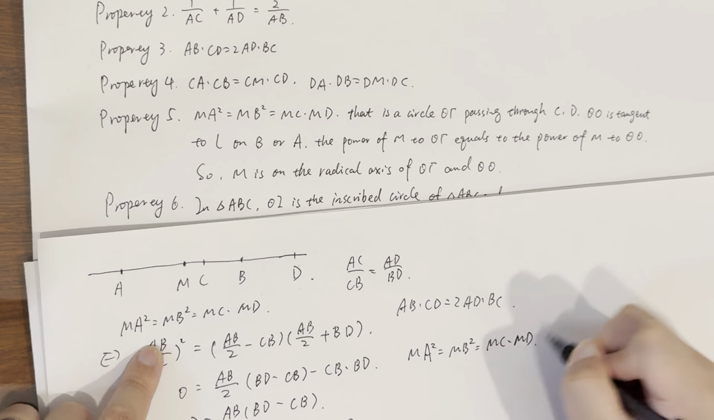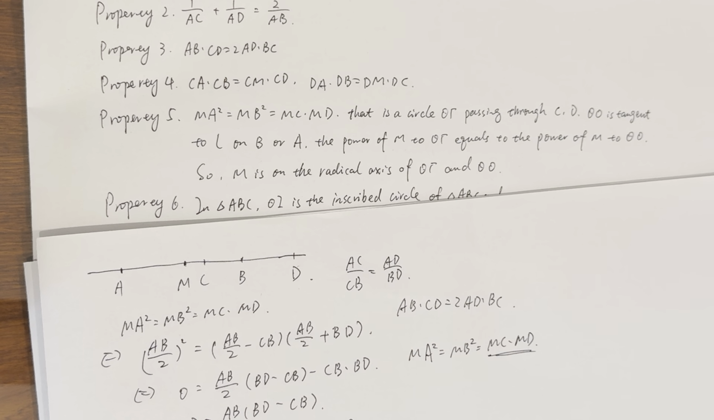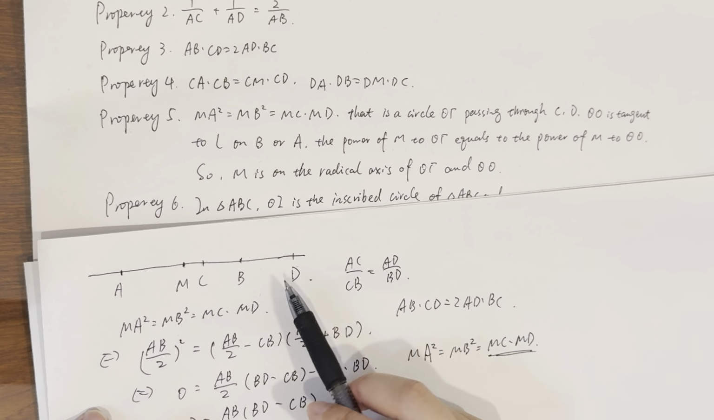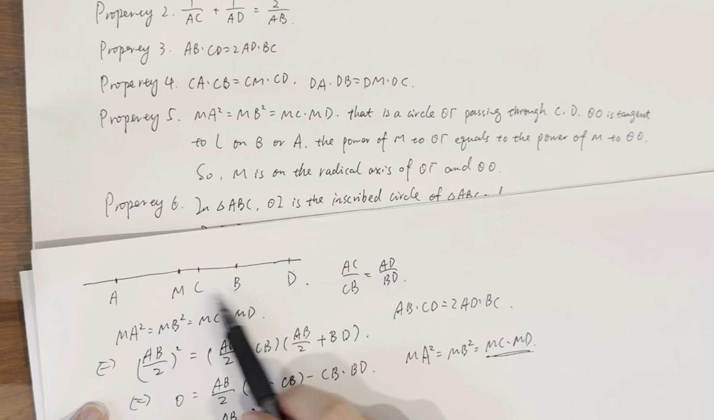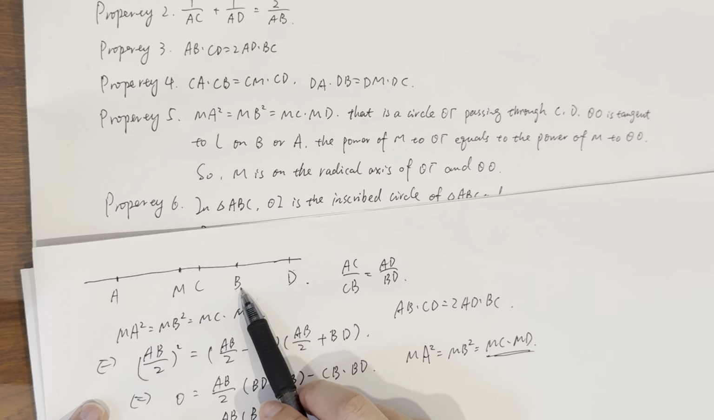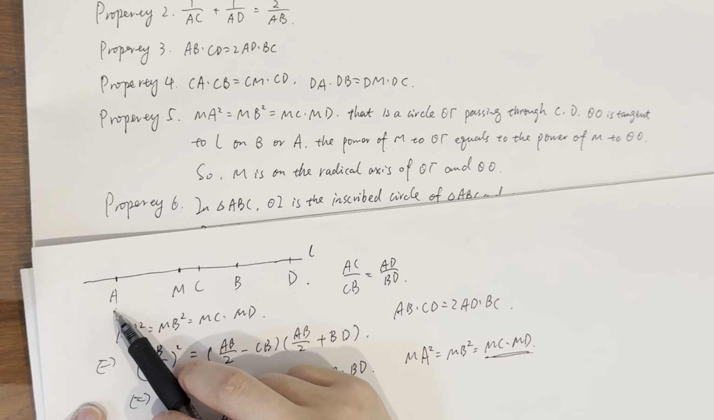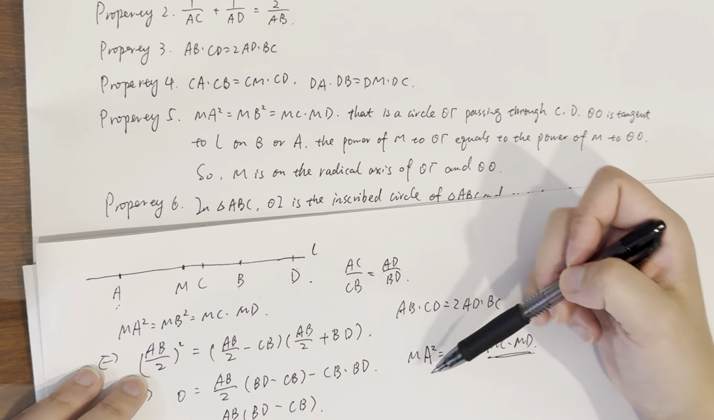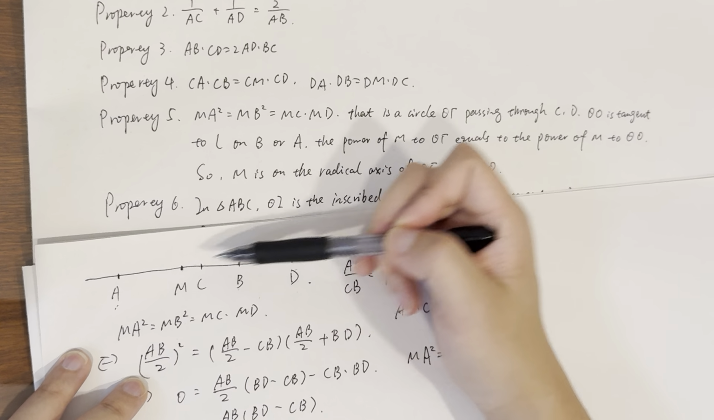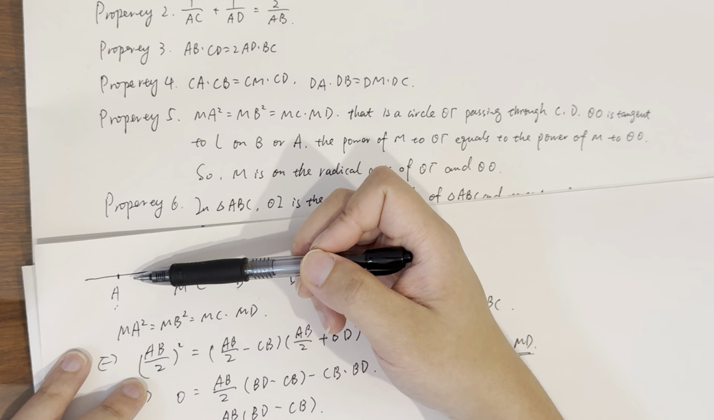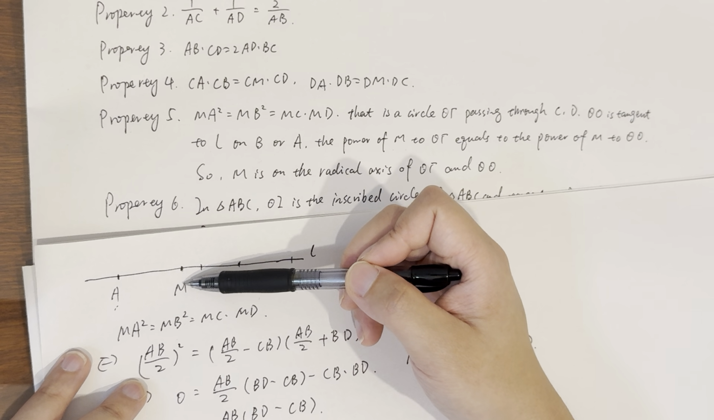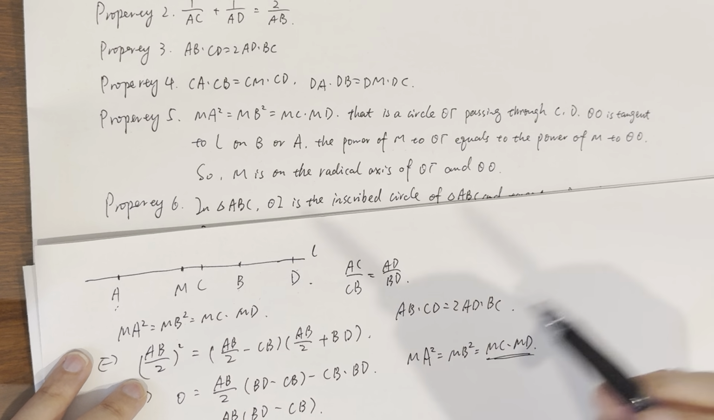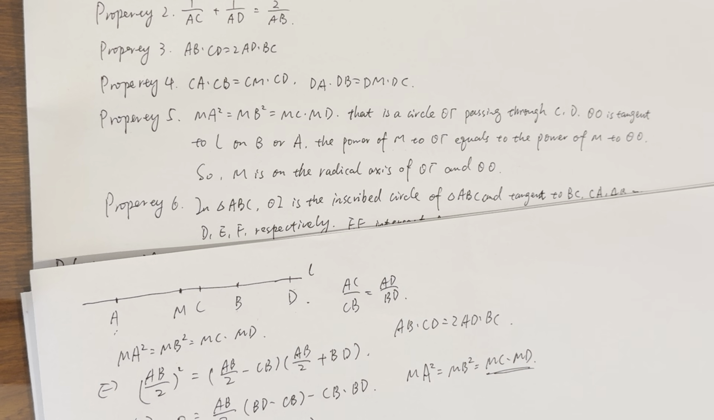Okay, so here we prove a very, very important equation, which is MA squared equals MB squared equals MC times MD. MC times MD can be taken as the power of M to a circle passing through points C and D. And MB squared can be taken as the power of M to a circle tangent to this line at point B or point A. So the power from M to the circle tangent to line L at B or A equals the power from M to the circle passing through C and D, which means M is on the radical axis of these two circles. That can be useful for some problems.